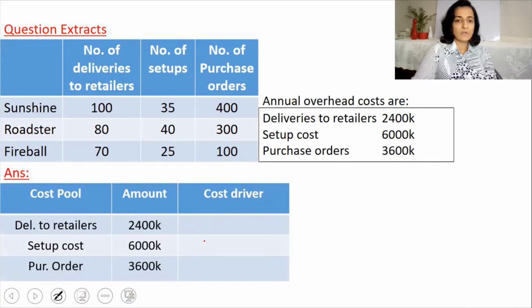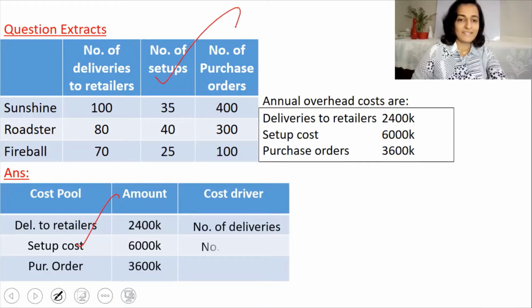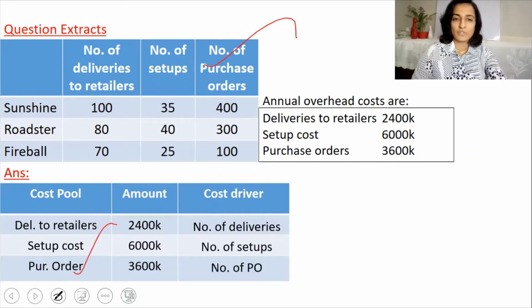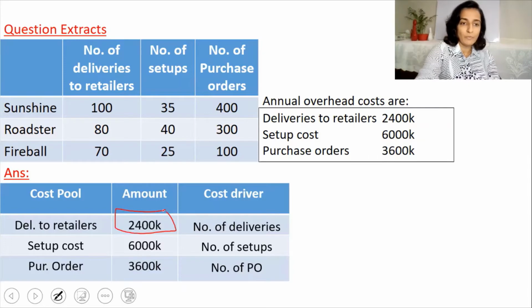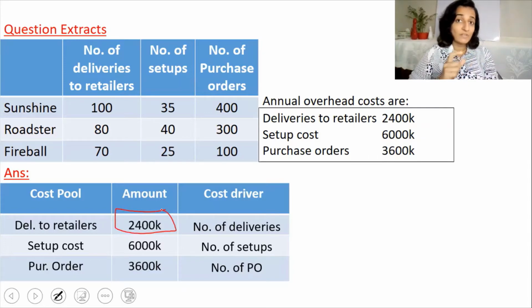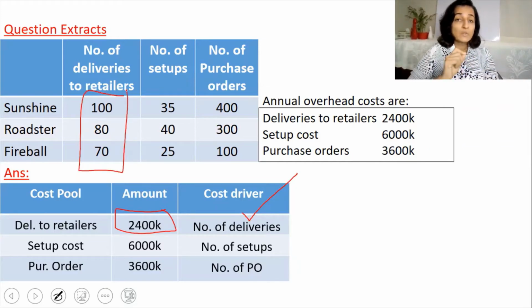Now, what are the respective cost drivers? For the delivery cost to retailers, the cost driver is the number of deliveries. And for the setup cost, it is the number of setups. And for the purchase order cost, it is the number of purchase orders. Now we will record the cost driver amount also in the table, because 2.4 million, that's the delivery cost, has to be divided in which ratio? In the ratio of the number of deliveries of each product. That is 100 is to 80 is to 70. So we should record that.